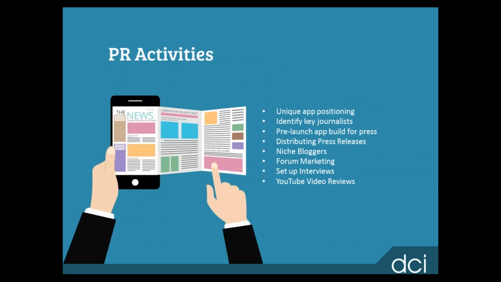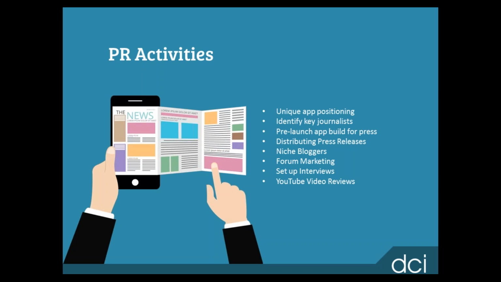So the PR activities, here you go. The unique app positioning should be there. The app should be positioned. The app message should be communicated to the users. And we need to go with the pre-launch app build for the press. And as mentioned in the previous slide, you should be able to identify the key journalists and send out the information to the press. And then distribute the press releases through a lot of media wires.